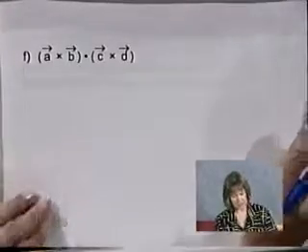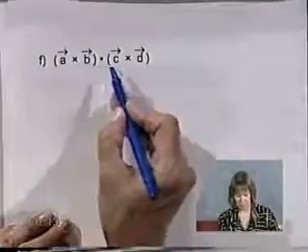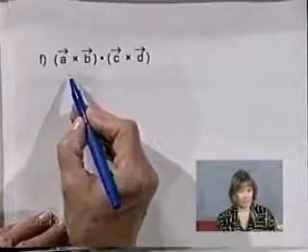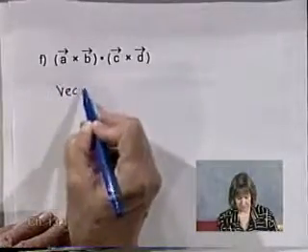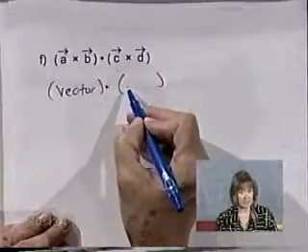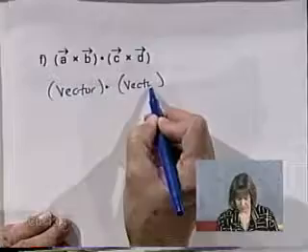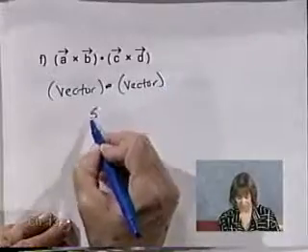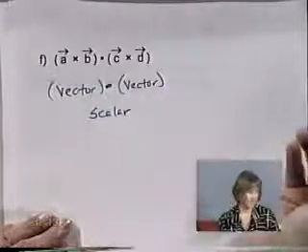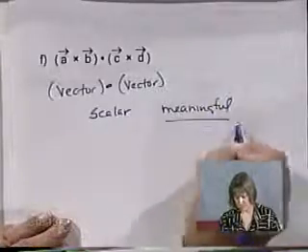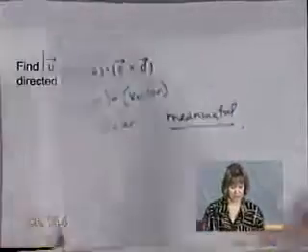How about this one? Does this make sense? A cross B dot C cross D. Well, when you take A cross B, what do you have? A vector. When you take C cross D, what do you have? A vector. And when I take the dot product of 2 vectors, does that make sense? What do I get? A scalar. I get a number. That's what scalar means. This is meaningful. Okay, so I just thought it'd be helpful to look over those.